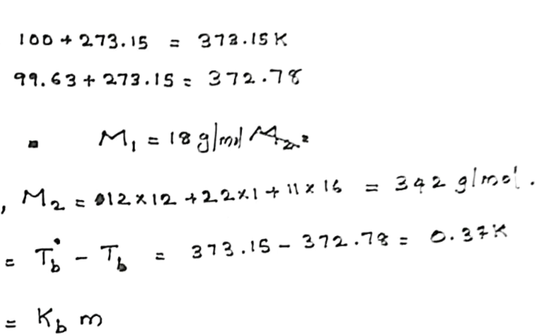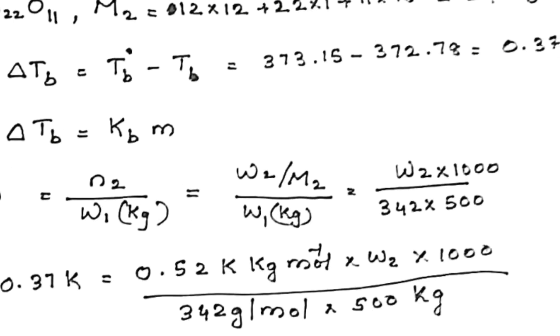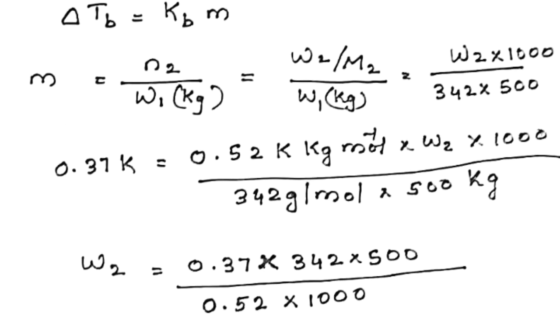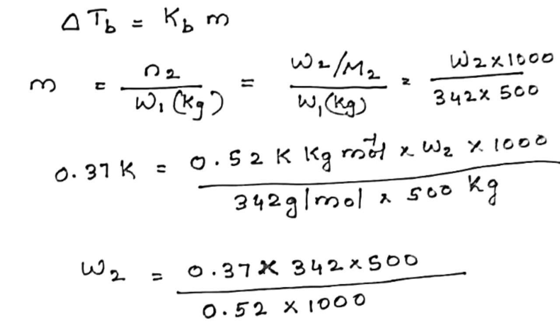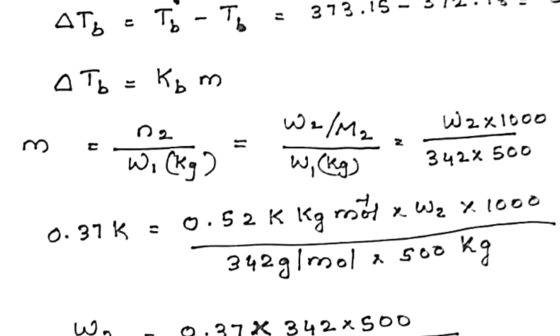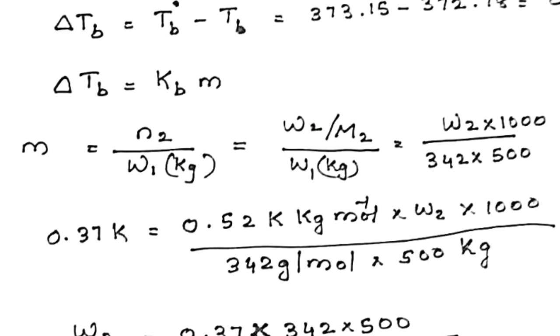In this equation, 0.37 Kelvin is equal to 0.52 Kelvin kilogram per mole into W2. So that much we substituted. Look at the previous equation, delta TB is equal to KB into molality. So the delta TB value we wrote and the KB value also we wrote. We substituted, and the M value we are going to substitute. The M value is equal to W2 into 1000 divided by 342 into 500. That also we are going to substitute.